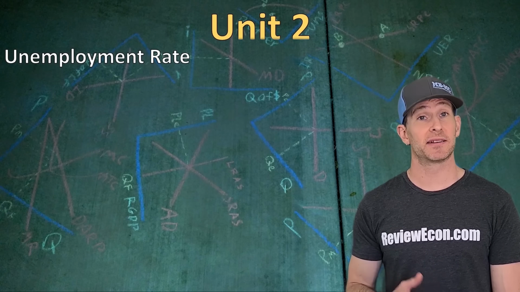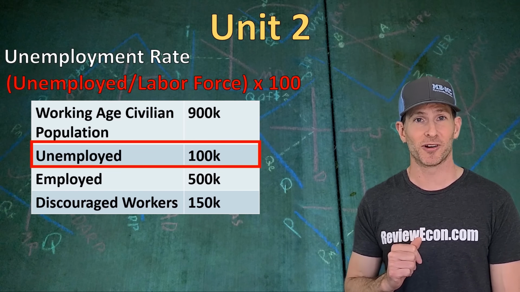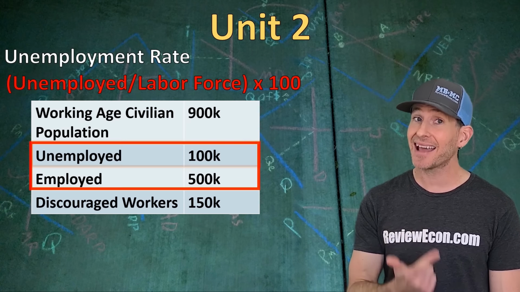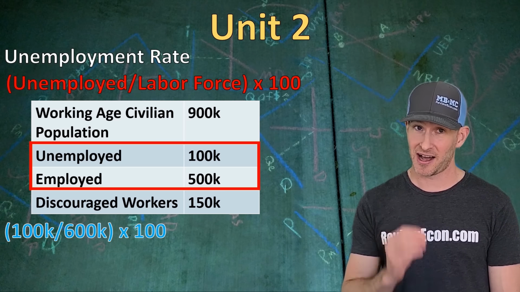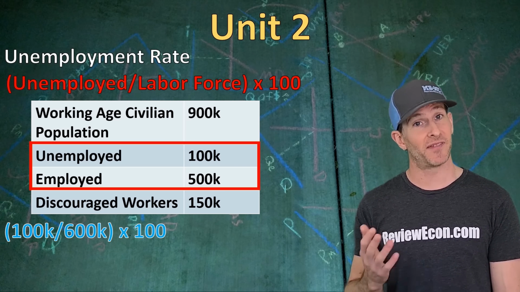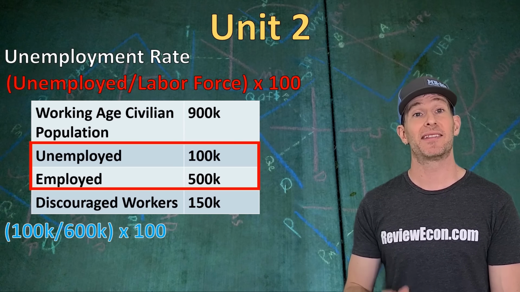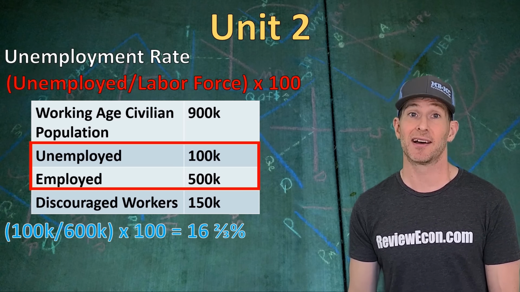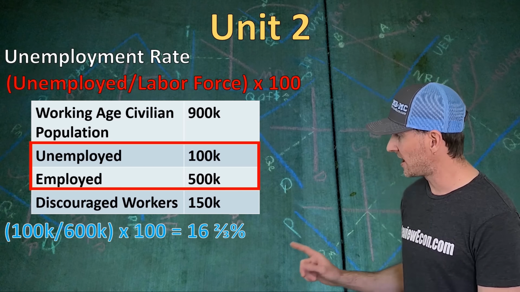The unemployment rate is the number of unemployed people on that chart. That's 100,000 workers. And we divide it by the labor force as a whole. That's the employed and the unemployed added together. Plug in the numbers and we have 100,000 unemployed workers divided by the 600,000 people who are in the labor force, and times that by 100, that gives us 16 2/3% unemployment in this economy. You'll notice the discouraged workers here are not counted.